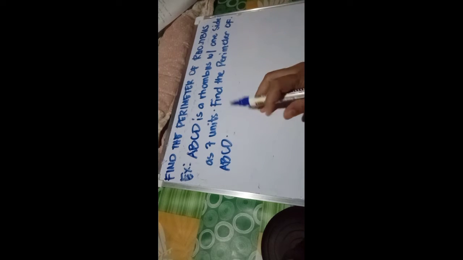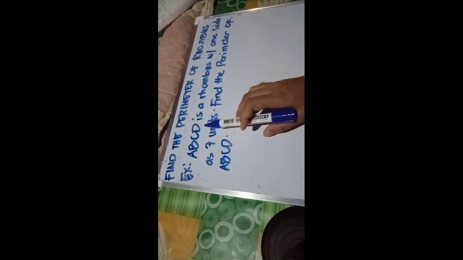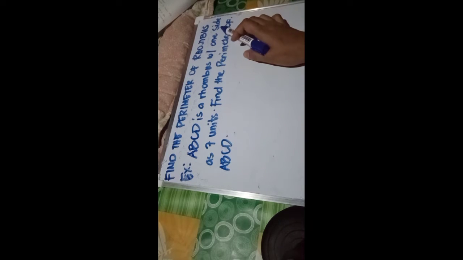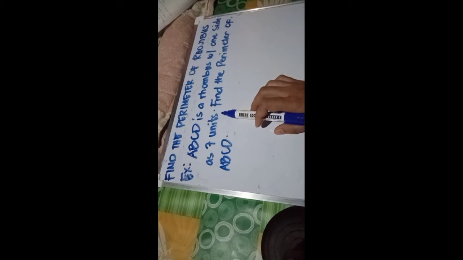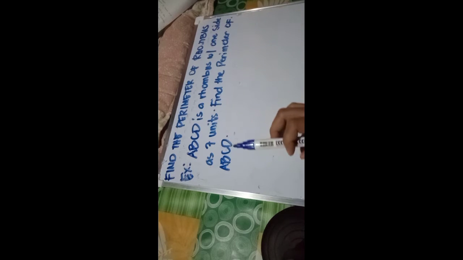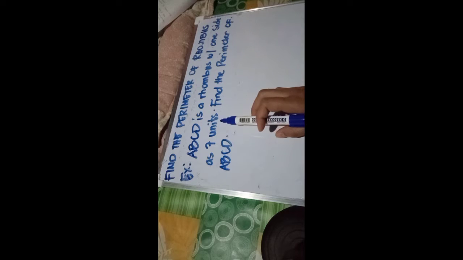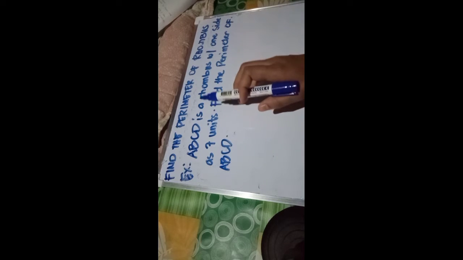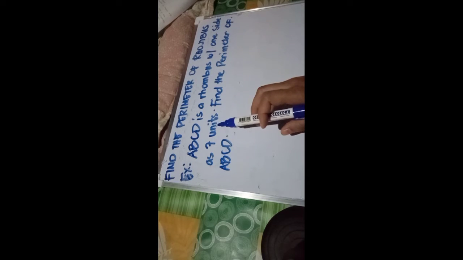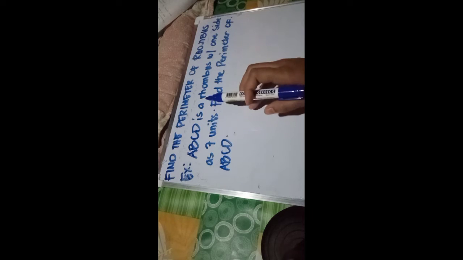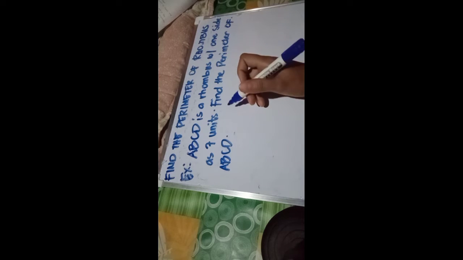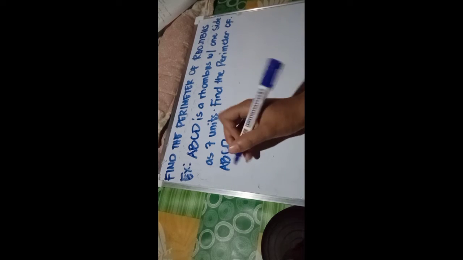Let's have another example of finding the perimeter of a rhombus. ABCD is a rhombus with one side of 7 units. Find the perimeter of ABCD. Solution: let us assume that the side length of rhombus ABCD is a units. The side length of the given rhombus is a equals 7 units.